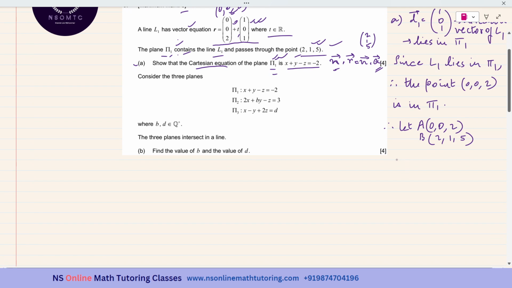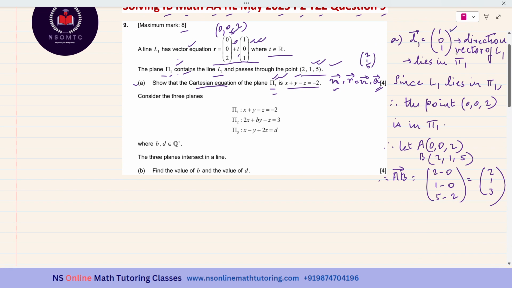I need another vector, so I can get the vector AB. Therefore, vector AB will be equal to (2 minus 0, 1 minus 0, 5 minus 2), equal to (2, 1, 3). So now we have got the two vectors, D1 and AB. Obviously these are two non-parallel vectors because one is not a scalar multiple of the other. So we can now get N1, the normal vector.